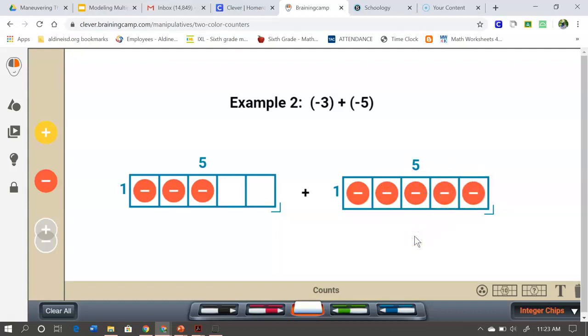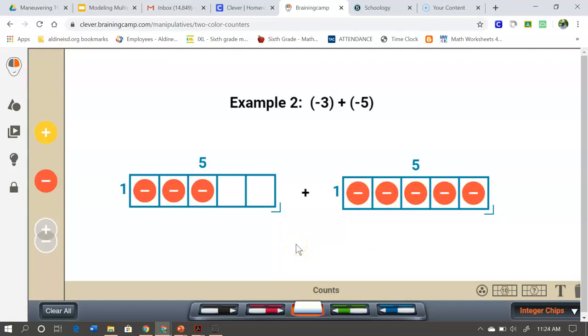Now again, we want to ask ourselves, are our colored counters all the same color, or do I have different colors? And again, this one I have all the same color, which is red this time because both numbers are negative. And again, when the colors are the same, we just add like normal. So all I'm going to do is add these 3 negatives, 1, 2, 3, and then I'm going to add these 5 negatives, 4, 5, 6, 7, 8.